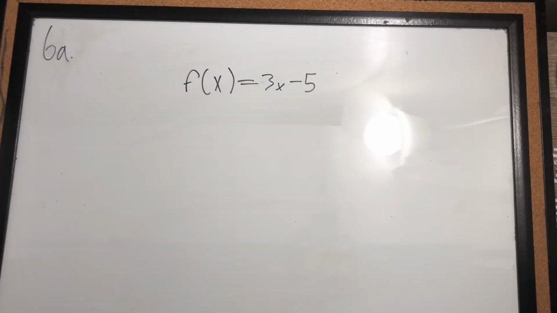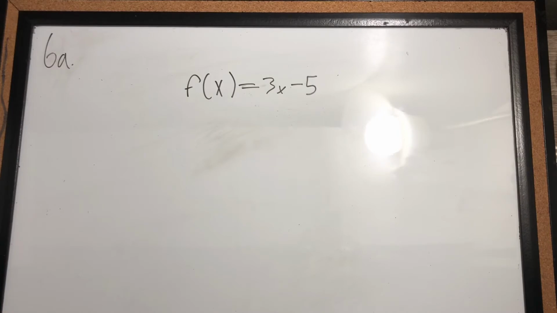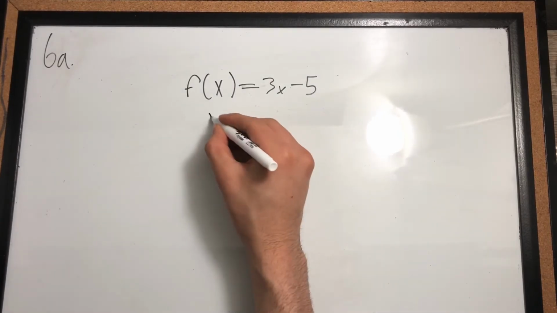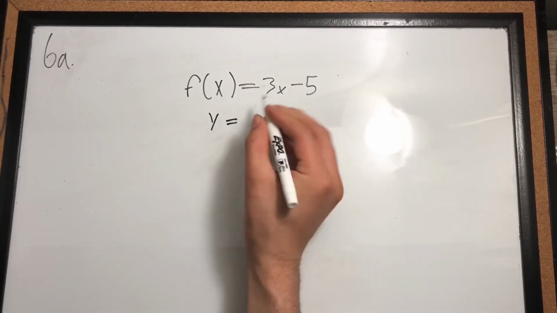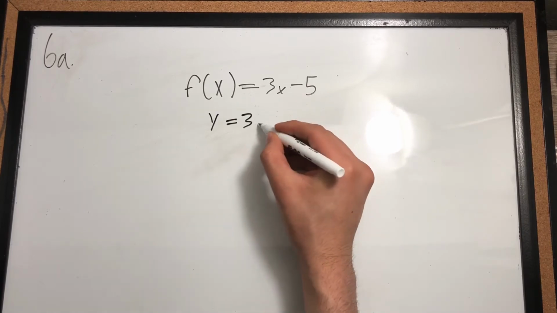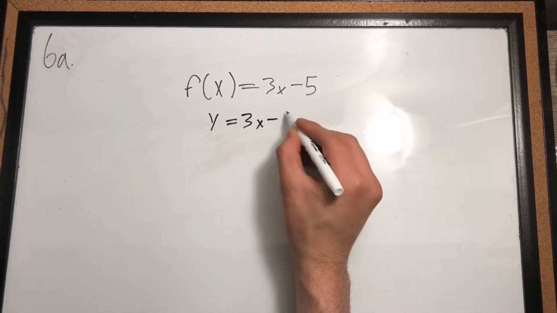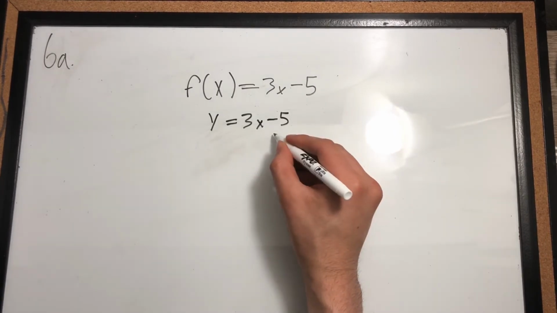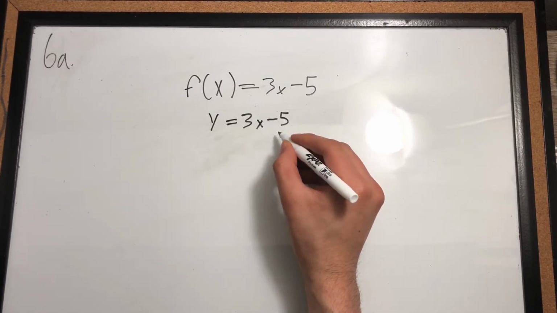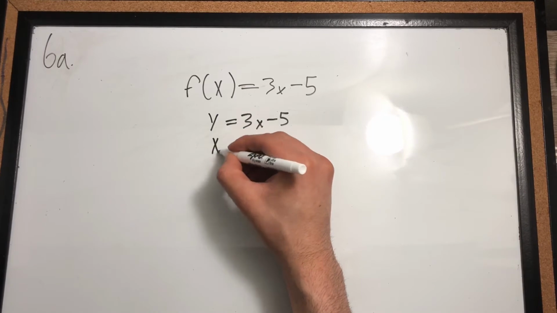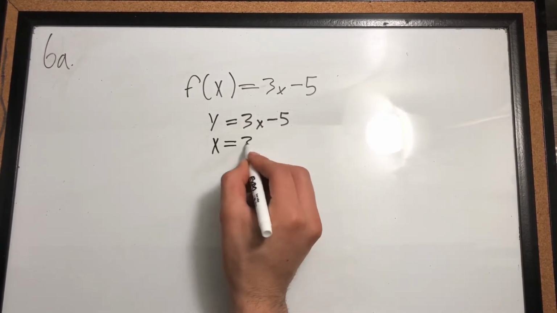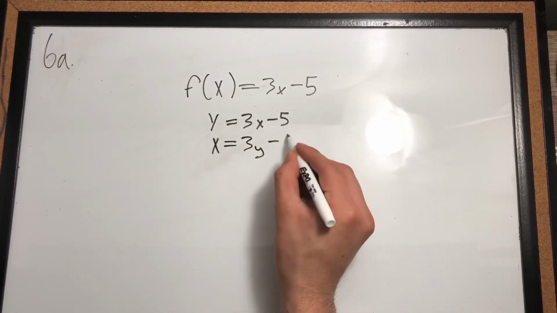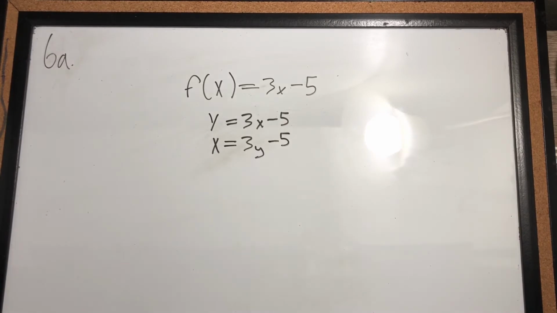Target 6a is finding the inverse function of this linear function. Okay, so what you're going to do first is take f of x, turn it into y. They're basically the same thing. So your new equation is y equals 3x minus 5. So first you're going to switch the x and y. So your new equation is x equals 3y minus 5.